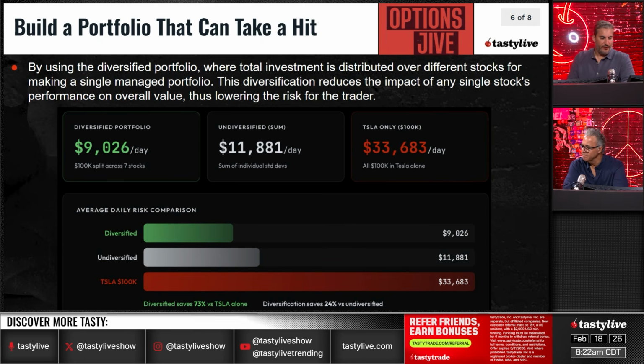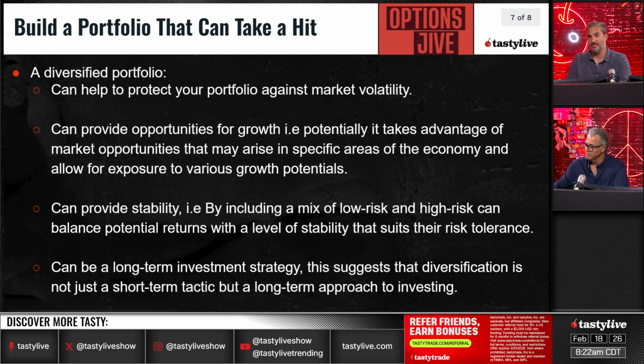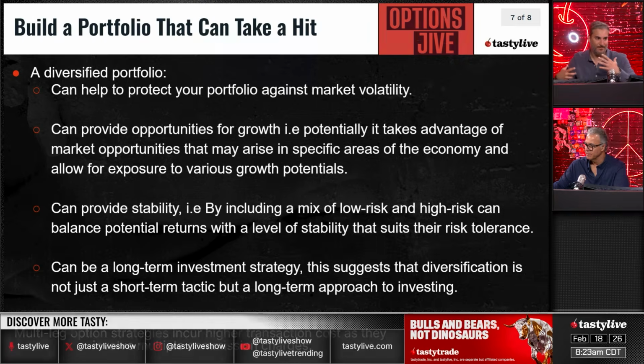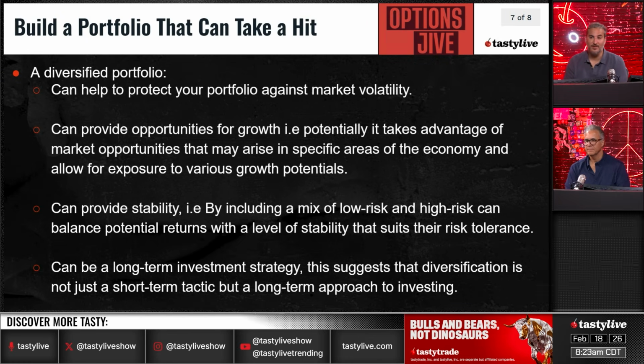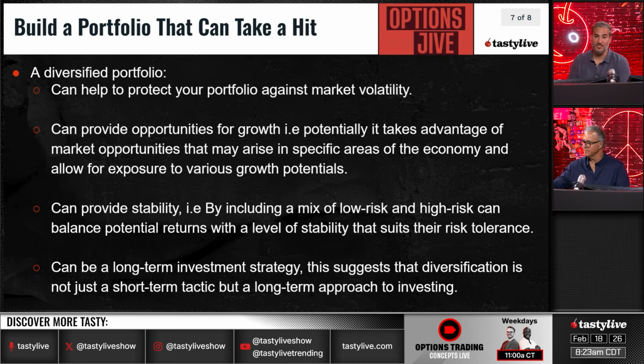So a diversified portfolio can help protect your portfolio against market volatility. It can provide opportunities for growth. Obviously, you want to have those high volatility assets in your portfolio because those are the ones that are going to provide you those outsized moves. But you don't want it to be the whole pie. The whole pie shouldn't be in super volatile stuff. You want to have a little mix of everything. And of course, diversification can be a short-term tactic. It can be a long-term tactic. I think for those people, going back to our confirm and send question about can you just do one thing, this shows you that you want a little bit of everything.